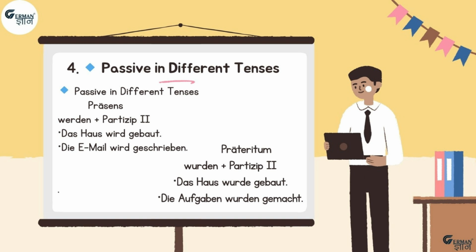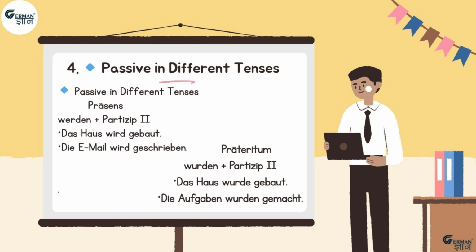Now we have passive voice in different tense. So the first tense is present and the structure is werden plus participle zwei. For example, das Haus wird gebaut or the email wird geschrieben. So in passive voice, the focus is not on the person who is doing the work. So this is the sentence structure for present.